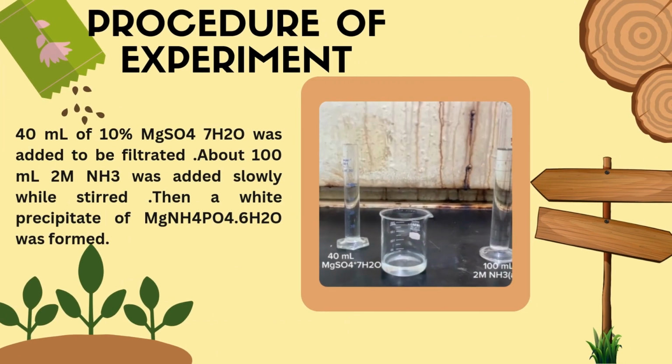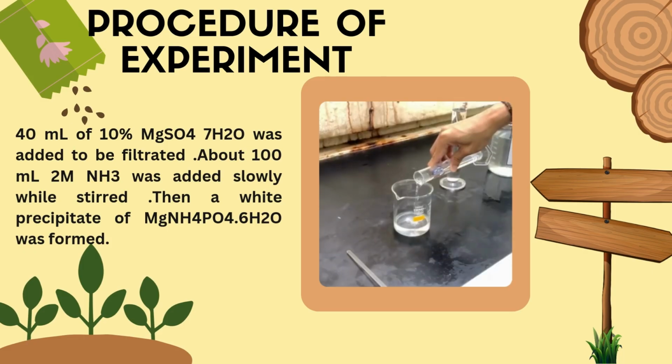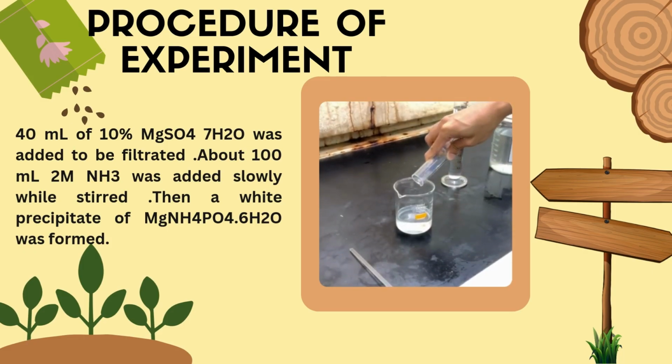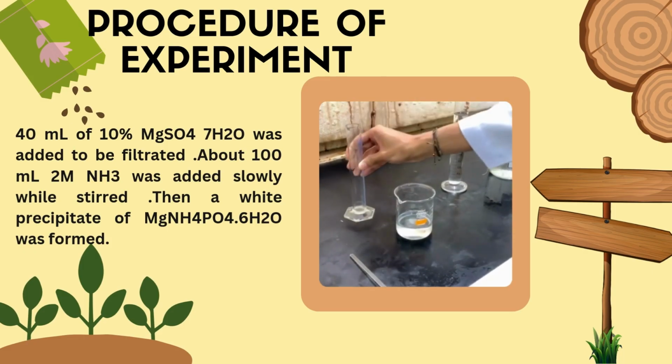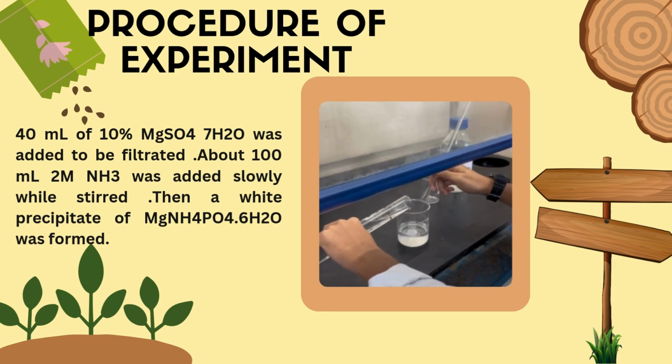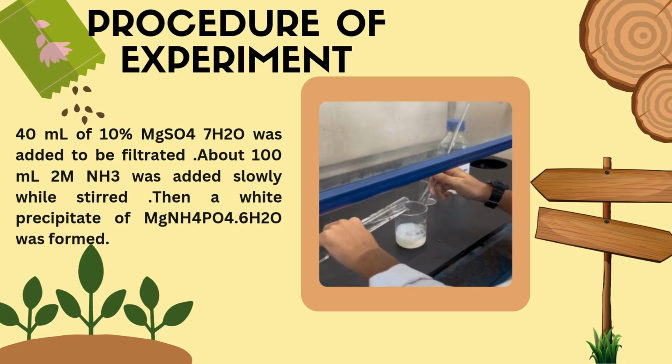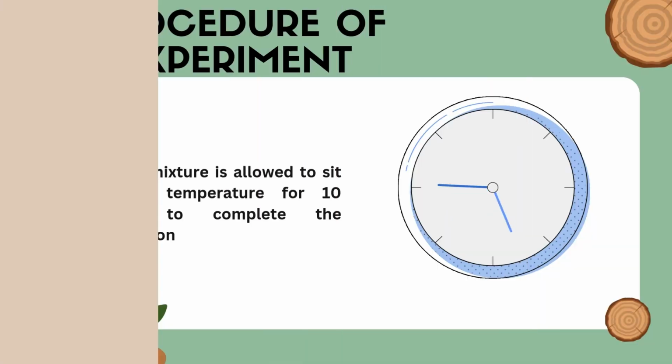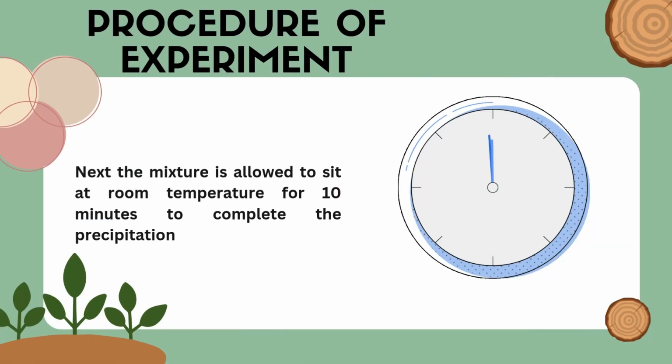After that, 40 milliliters of 10% MgSO4.7H2O was added to the filtrate. About 100 milliliters of 2M NH3 was added slowly while stirring. Then a white precipitate of MgNH4PO4.6H2O was formed. Next, the mixture is allowed to sit at room temperature for 10 minutes to complete the precipitation.